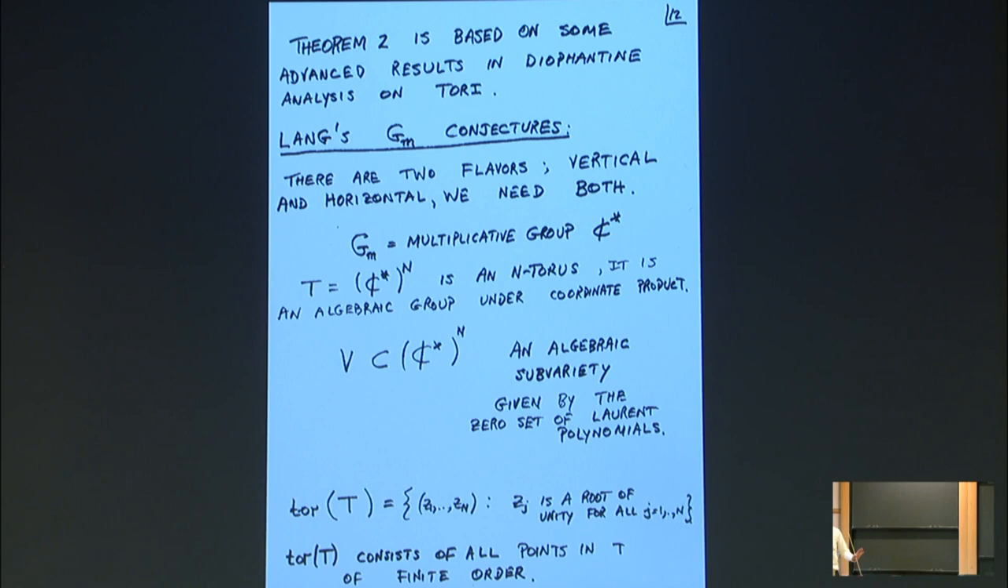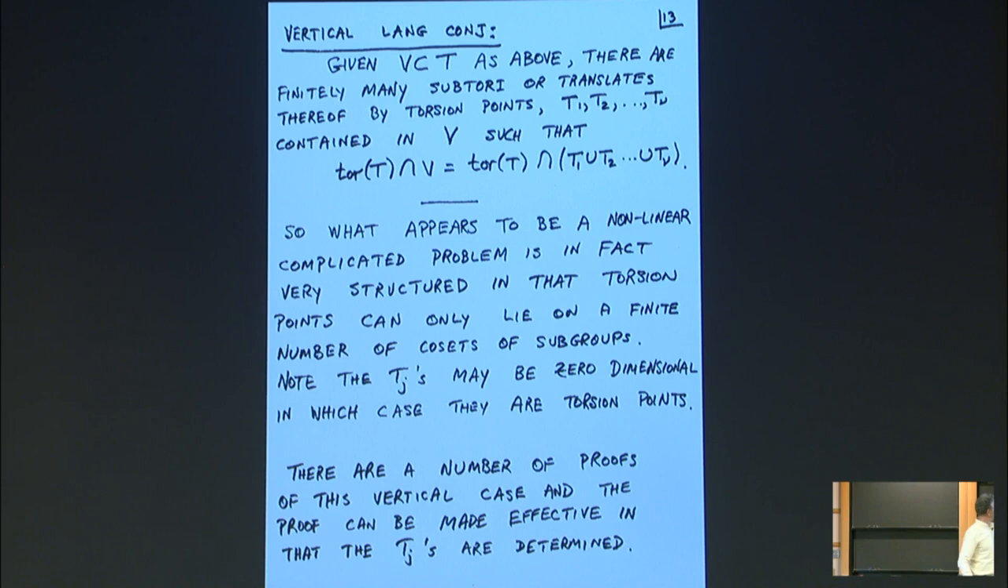What's the conjecture saying? I'm about to state it. So the vertical Lang conjecture is that if you have a subvariety of the torus as above, then you come back with finitely many subtori. That's linear subspaces in this torus setting, which are contained in V.